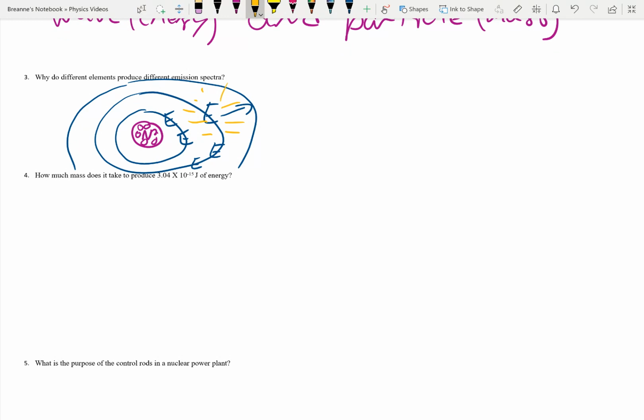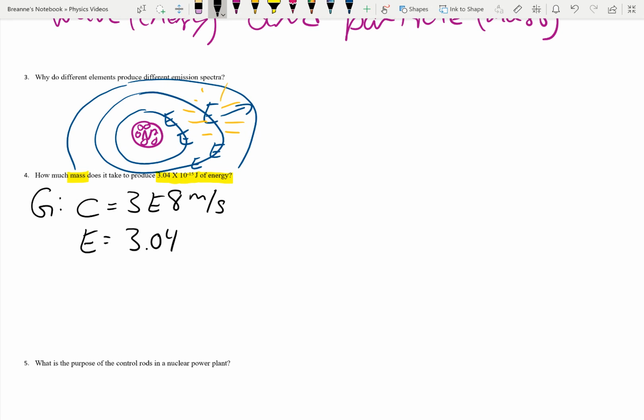4. How much mass does it take to produce 3.404 times 10 to the negative 15 joules of energy? And we're looking for how much mass. So if we're going to do our givens, we're dealing with energy, so we know speed of light is 3e8 meters per second. It gave us that energy is 3.04 e to the negative 15 joules, and our unknown is mass in kilograms.